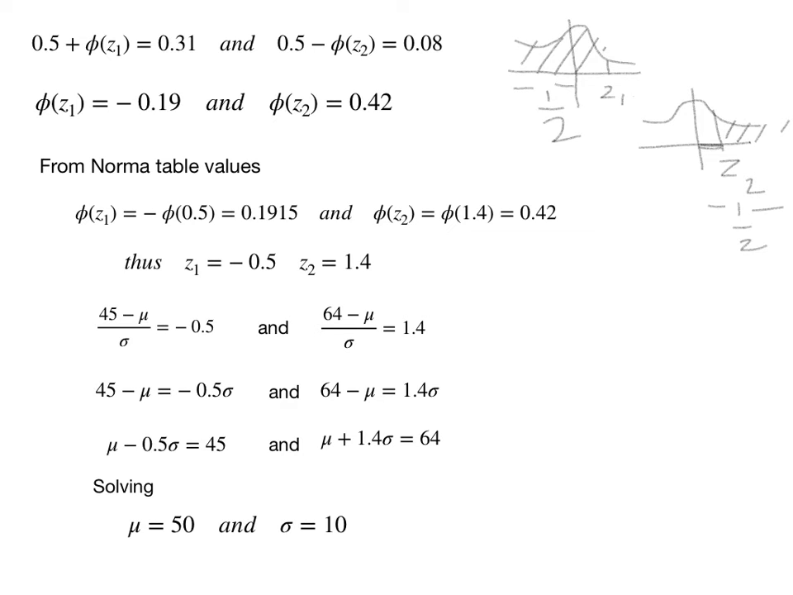So comparing these two equations, I conclude z1 is equal to minus 0.5. Remember, minus 0.1915 or 0.1915 is both same because normal distribution is symmetric. Similarly, z2 is equal to 1.4. So once we have got the z1 and z2 values, substituting them in the earlier equations, that is 45 minus mu upon sigma is equal to minus 0.5 and 64 minus mu upon sigma is equal to 1.4, and solving these two equations in two variables, I get mu is equal to 50 and sigma is equal to 10.